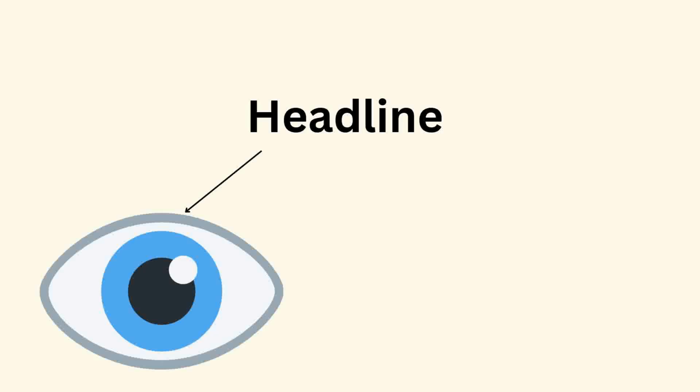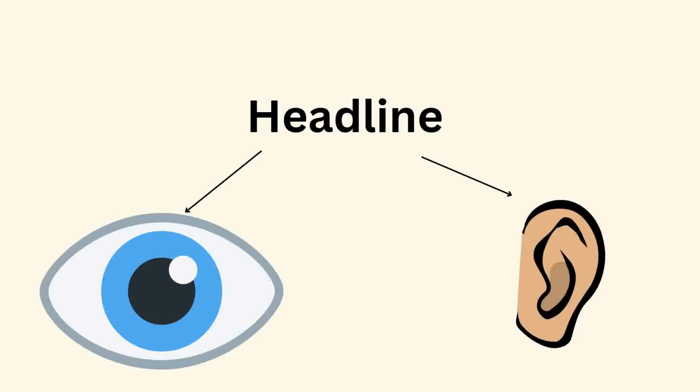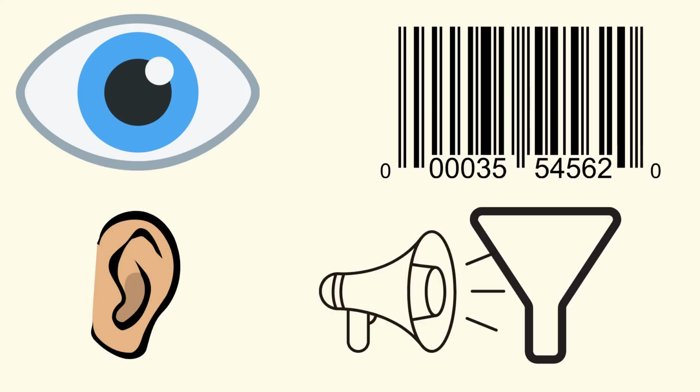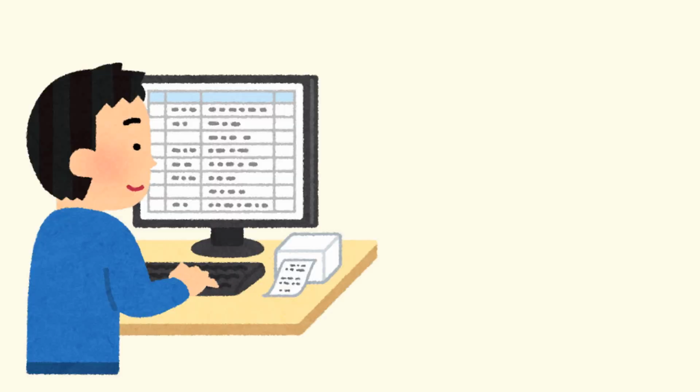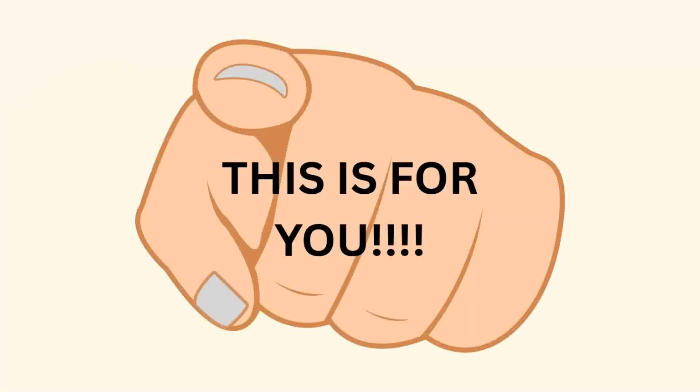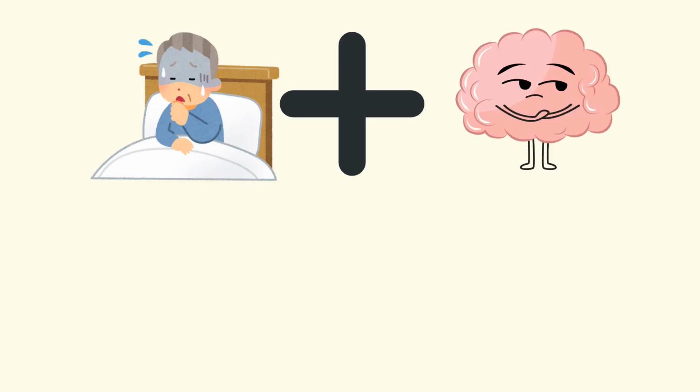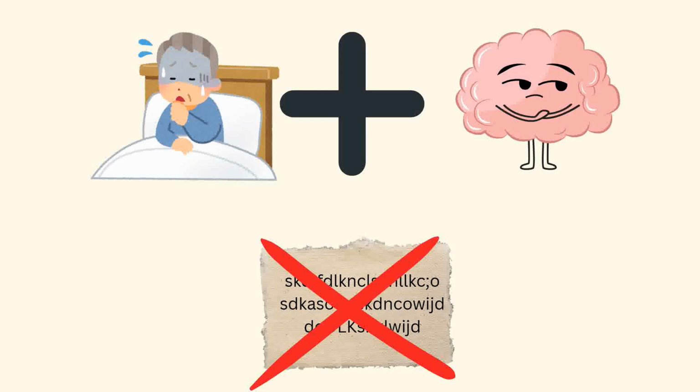Think of a headline like your eyes and ears. Your eyes scan quickly to decide what's important. Your ears filter out the noise and focus on what matters. The headline works the same way. It tells your audience this is important, stop and read. Ignore everything else, this is for you. If your headline is weak or boring, the rest of your copy never gets read. It's like having the best message in the world but being completely ignored.